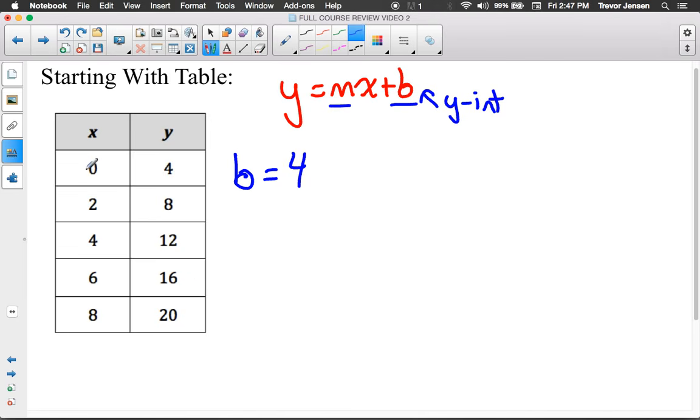So you just look in your table. When x is 0, what's y? That's your initial value. That's your y-intercept. If we were to plot this point 0, 4, that would be right on the y-axis, which makes our line cross the y-axis at 4. So that's our b value.